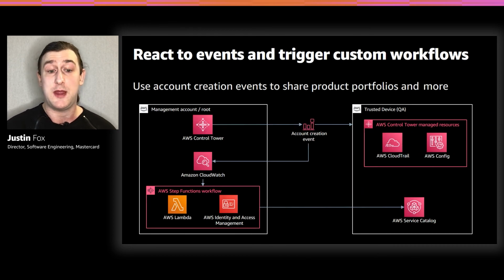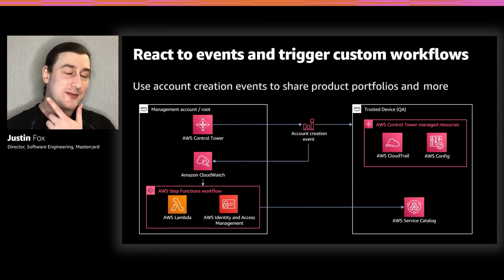It's also critical to be able to react to events and trigger custom workflows. And this was something that we were very excited about in the AWS Control Tower feature releases. Those lifecycle events around account creation really enabled us to share portfolios in real time and iterate through the accounts and even set up baseline activities local on the account through Service Catalog. That was very beneficial to us in our organization and something that can sometimes be a little understated.